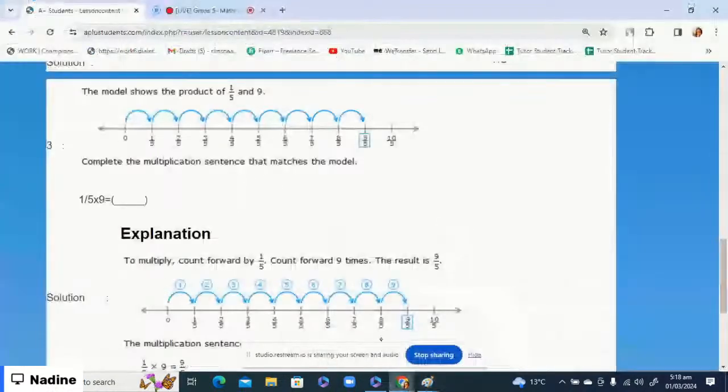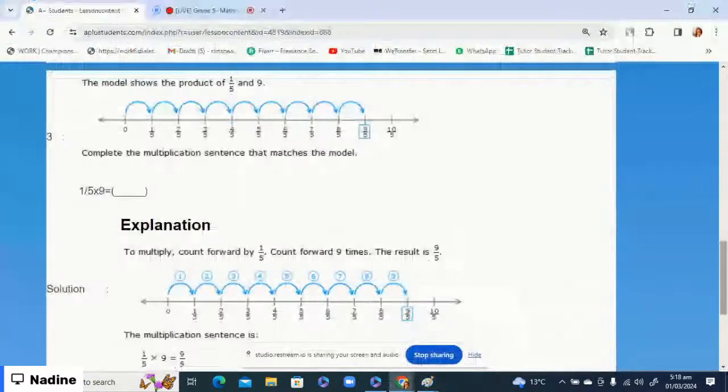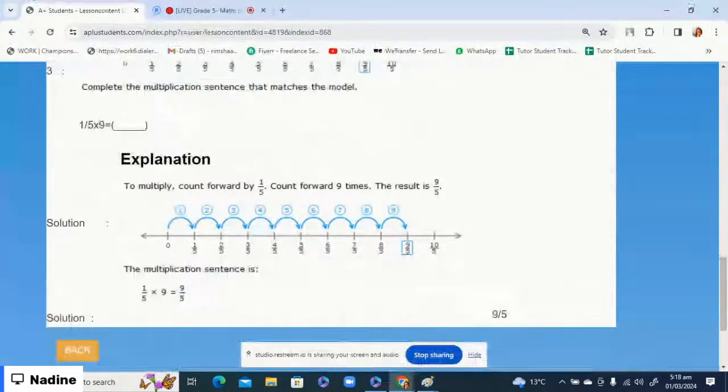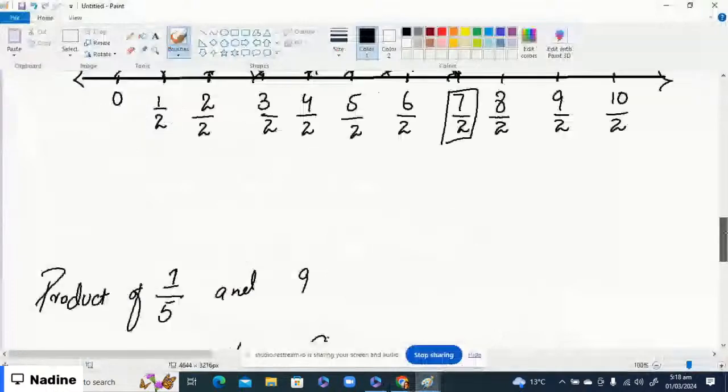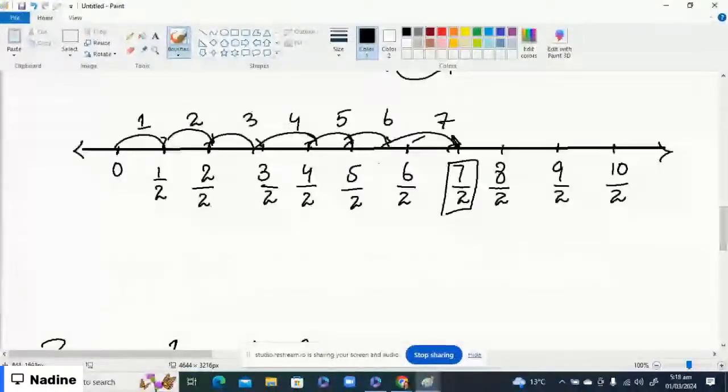And here, where is 9 over 5? Look at here the number line, which is 0, 1, 2, 3, 4, 5, 6, 7, 8, 9, and 10. And all is divided by 5. Now we're going to move 1, 2, 3, 4, 5, 6, 7, 8, and 9. And here the 9 lies. Then we just mention it. Like for example, here is the number line. We already drew it. Where is the 9? Here. This is your 8 and that is your 9. So we just mention this thing here. Okay.